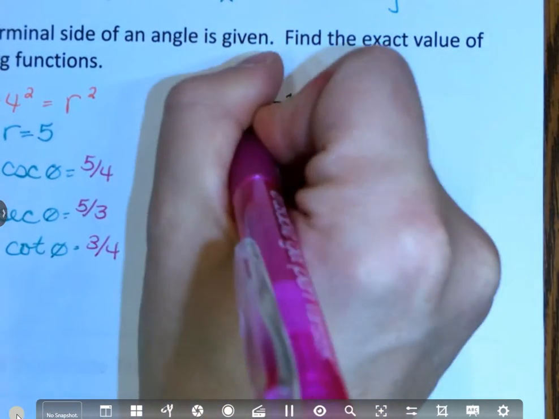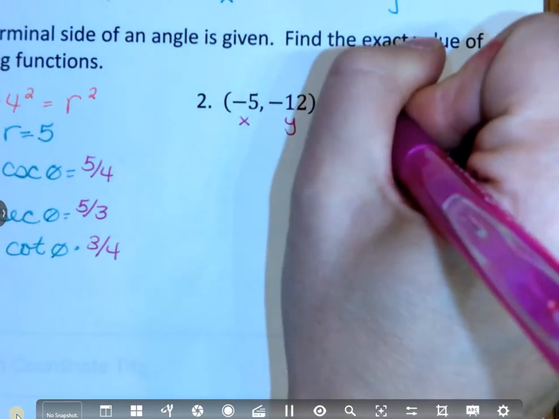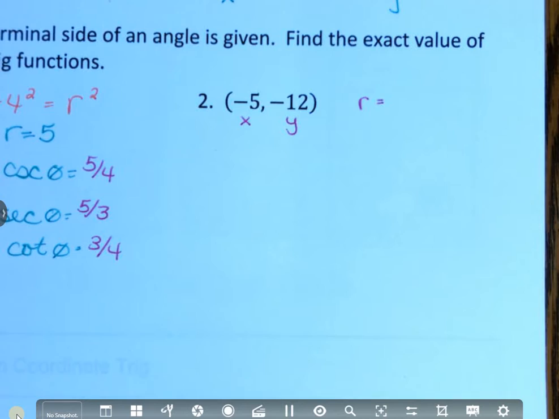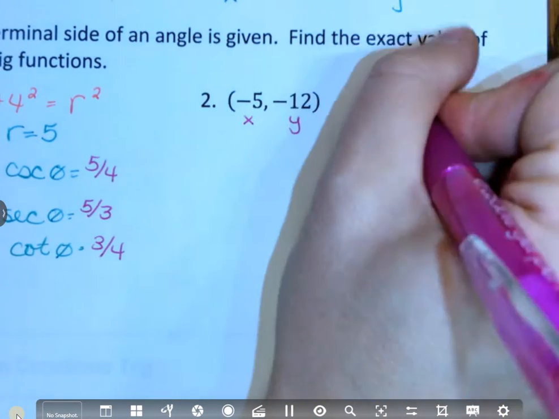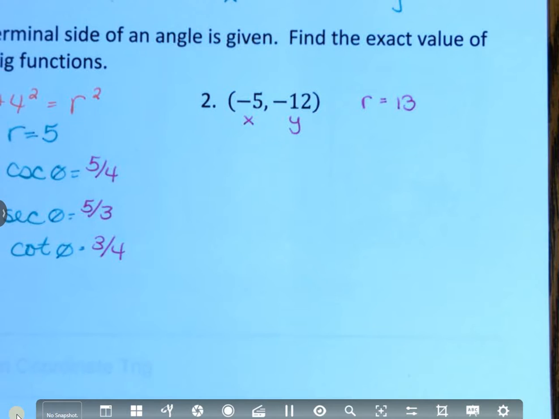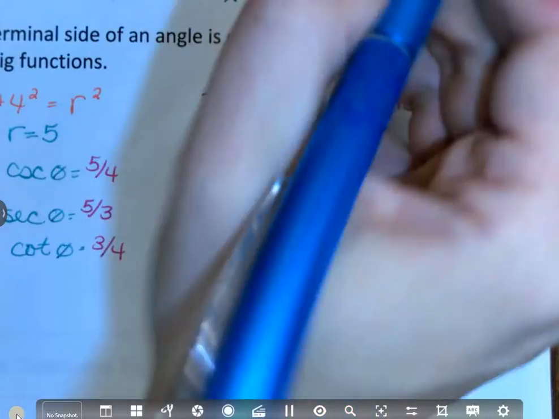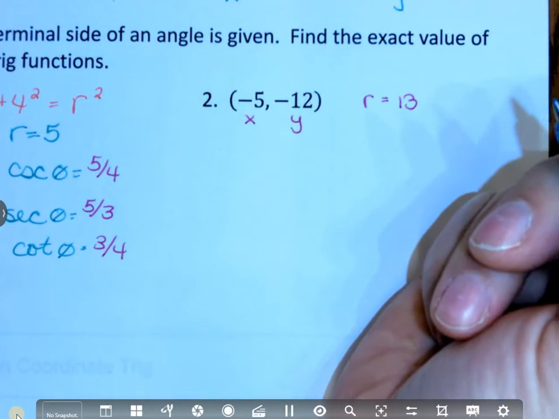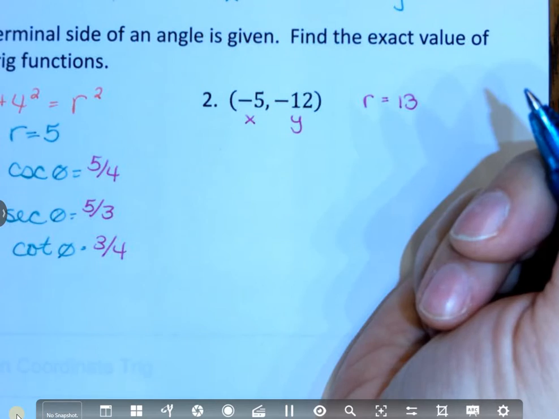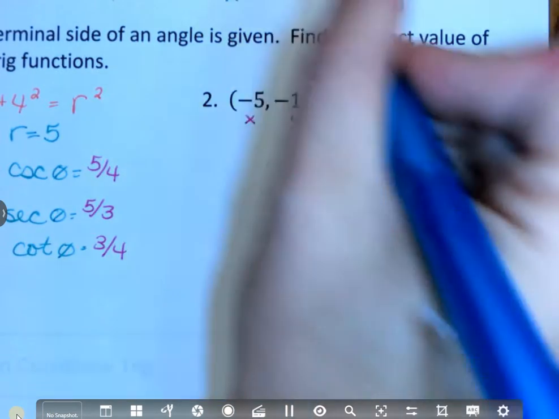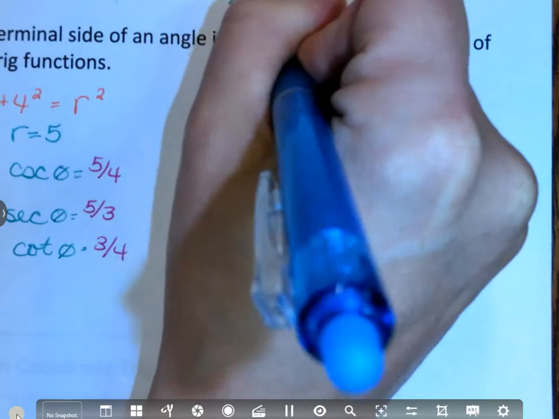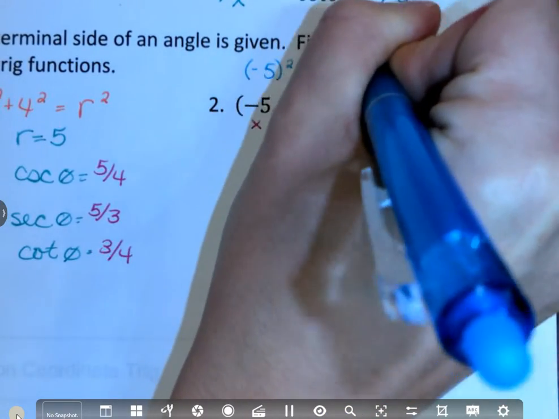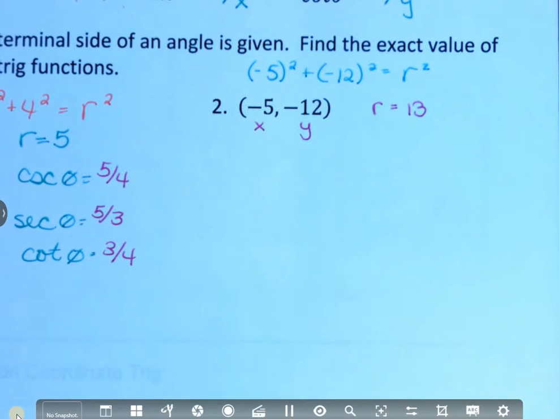Number 2, this is my x. This is my y. Can anybody tell me what my r is going to be? Oh my gosh, how'd you do that? It's amazing. That's another one of your Pythagorean triples. 3, 4, 5, 5, 12, 13. Please don't forget those. They pop up again and again and again. So this comes from saying, and even if we have a negative 5 squared, a negative 12 squared, when we square those, they still become positive. And your radius is always positive.